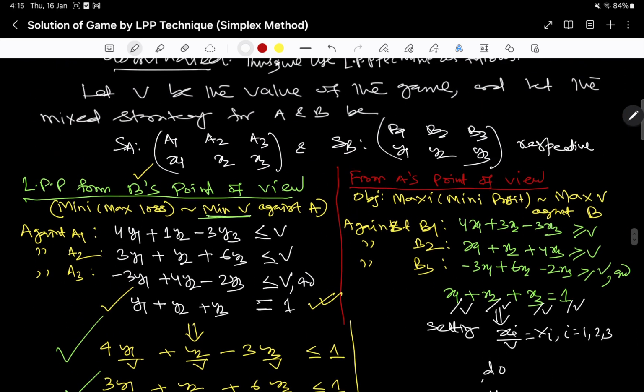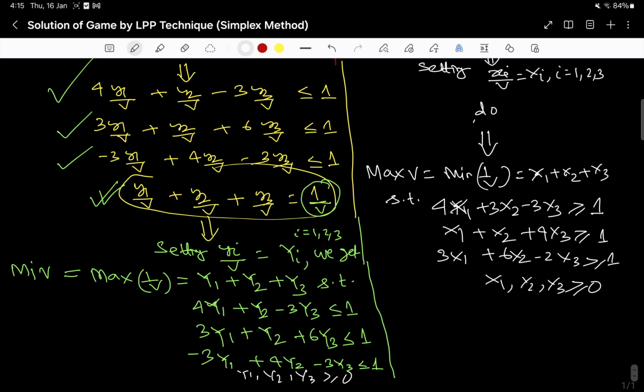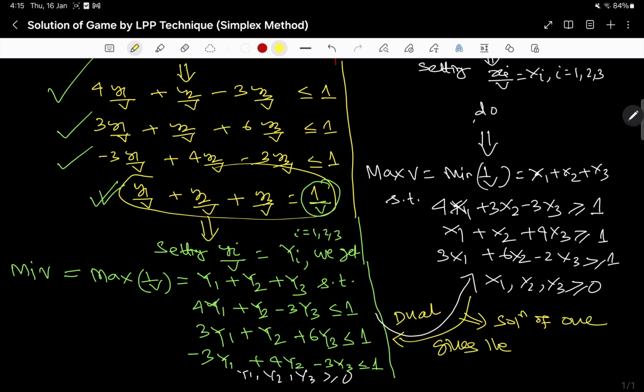Either we move in this way or in this way. No need to solve both. These two are the dual of one another. If you see it carefully, this is simply the dual of this, and vice versa. So the solution of one gives the solution of the other by duality. So we need to solve only one.